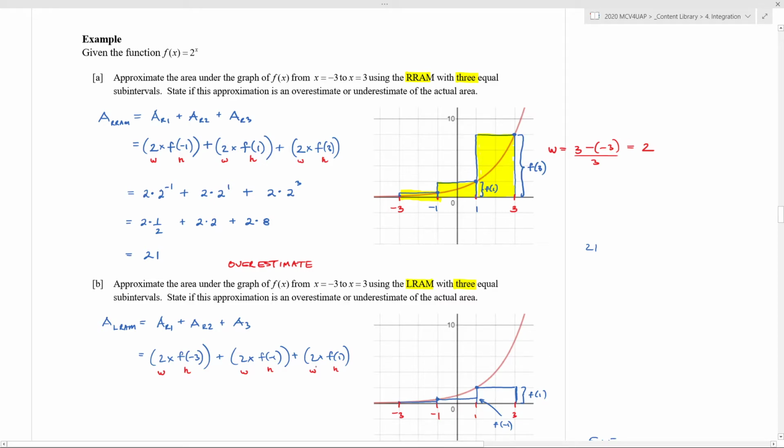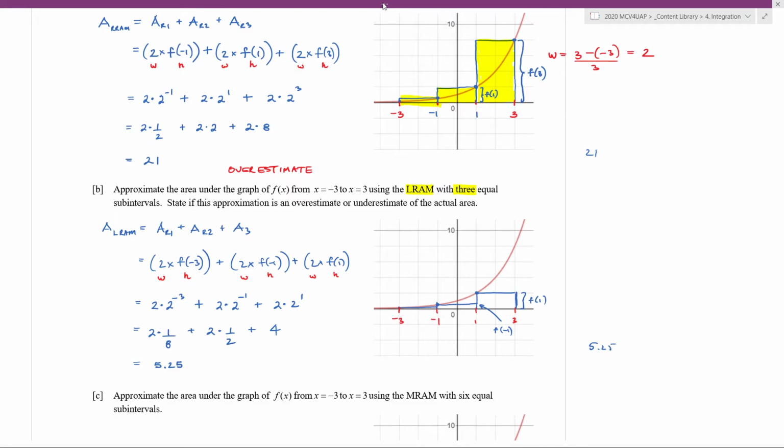Now you're just left with subbing in numbers into the function. So it's 2 times 2 to the -3 plus 2 times 2 to the -1 plus 2 times 2 to the power of 1. So this is 2 times 1 over 8 plus 2 times a half plus 2 times 2, which is 4. Final answer, 5.25.